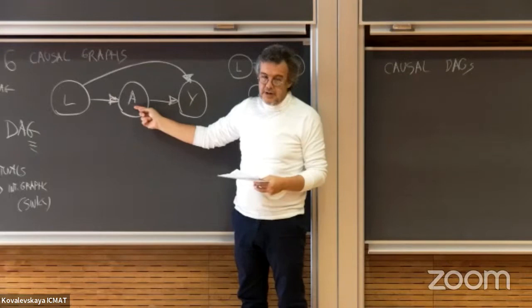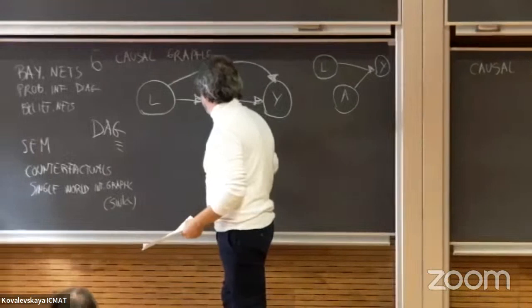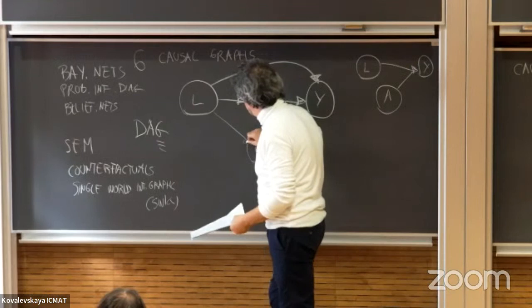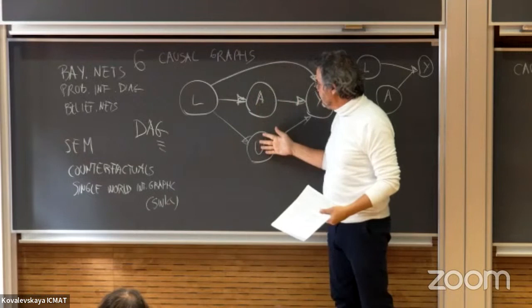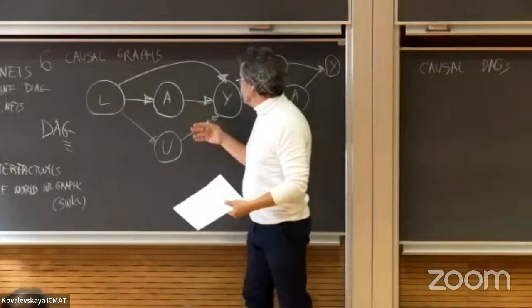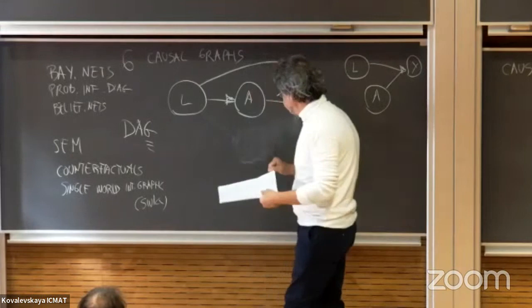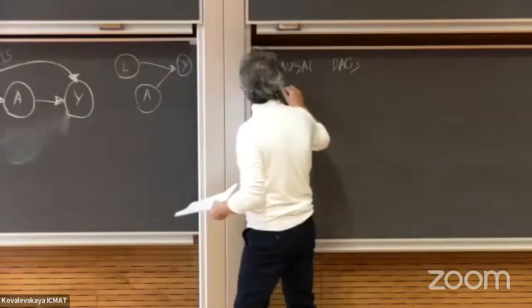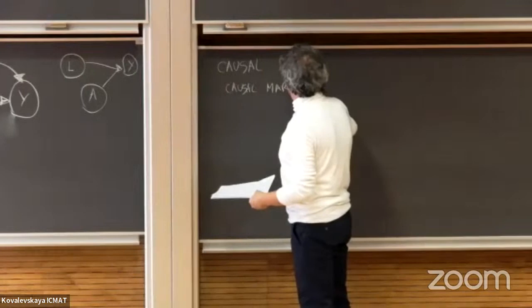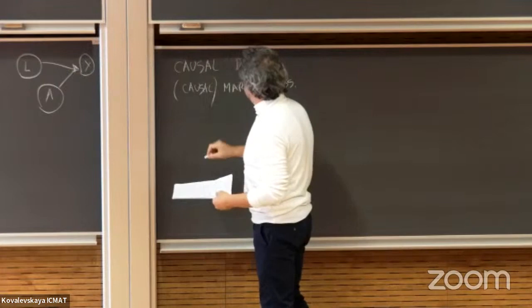So I don't know, imagine that there's a third variable here, something like this. So this variable would be independent, conditional on this, from the other part. This is called the causal Markov assumption. So there is the Markov assumption, this is the causal Markov assumption, and this has a very important comment.